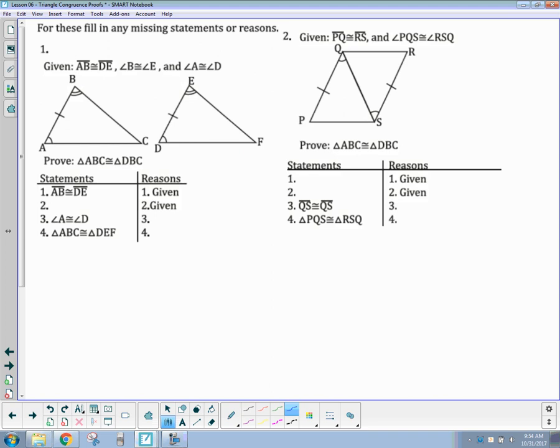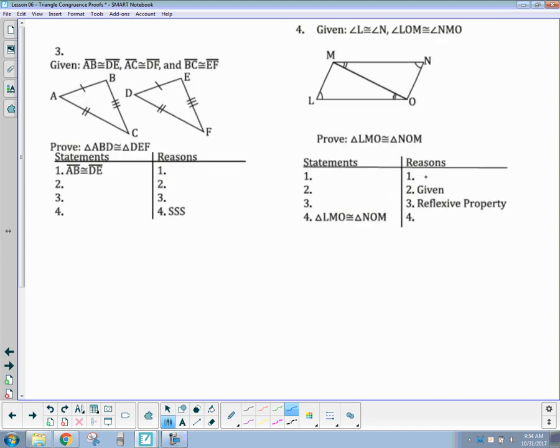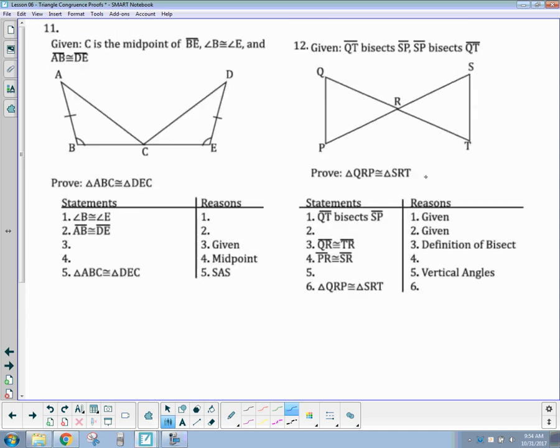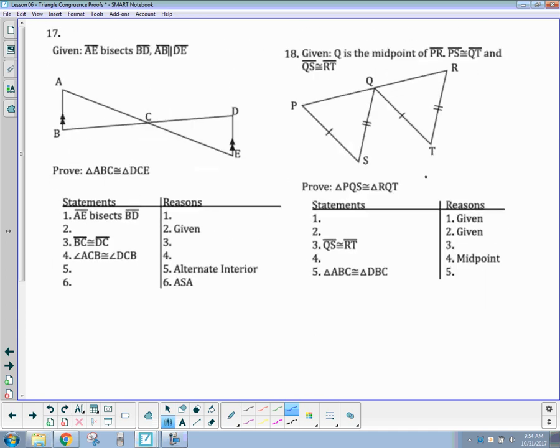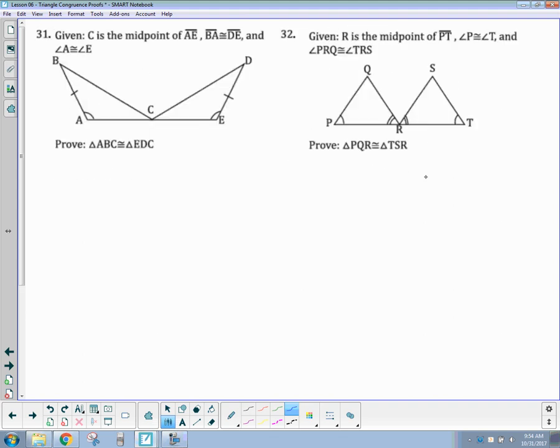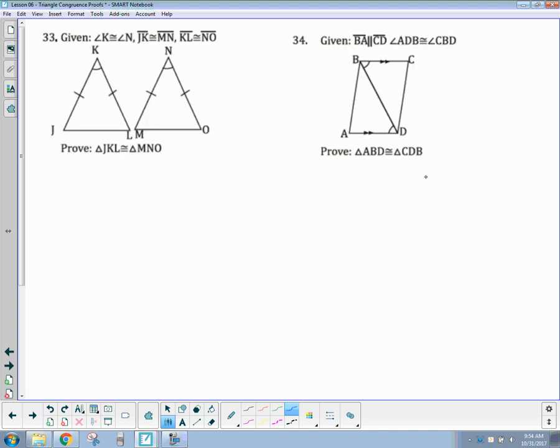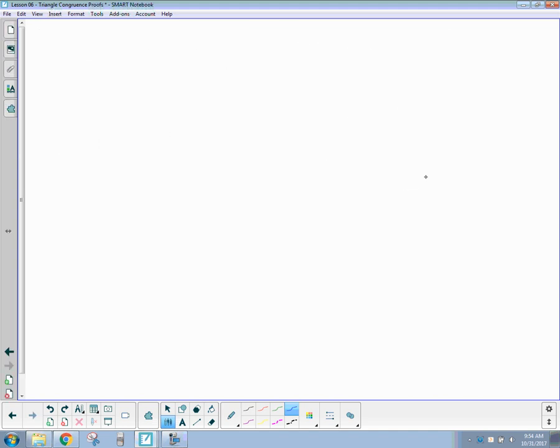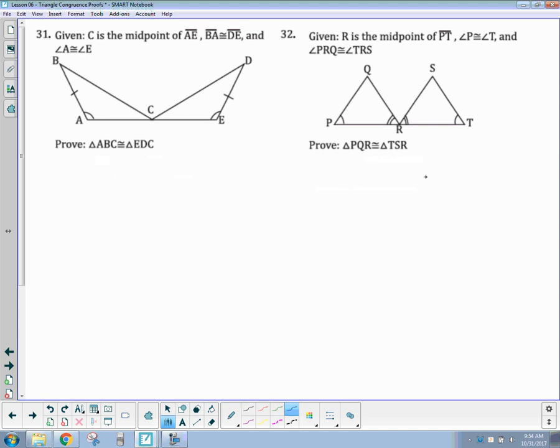So let's see if I got a harder one in here. Let's try to do some of these. Yeah. Let's do some of these. I'm going to do 31. Okay? Does that sound like a plan? Yes. Okay.